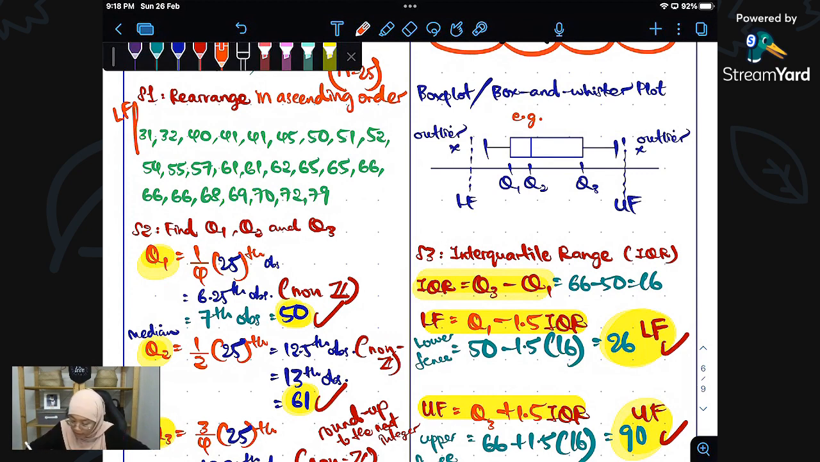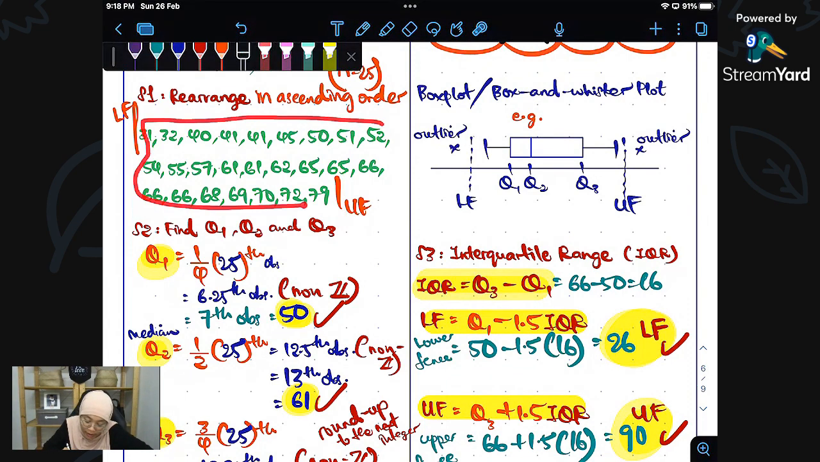So how about the upper fence? Upper fence is 90. So 90 is at the back lah kan. Tapi jangan tulis 90. All you gotta write is just note the fence lah. So the fence is here. And then if you can see your data set ni semuanya di dalam fence.